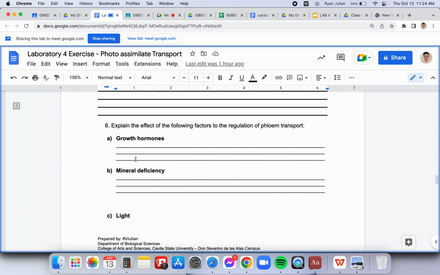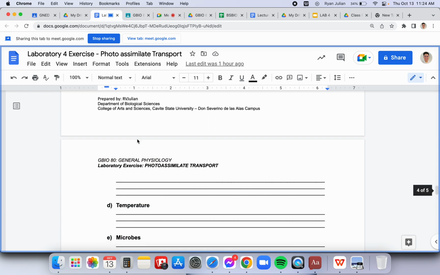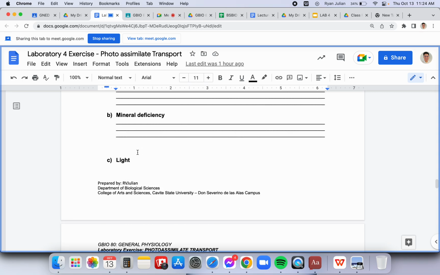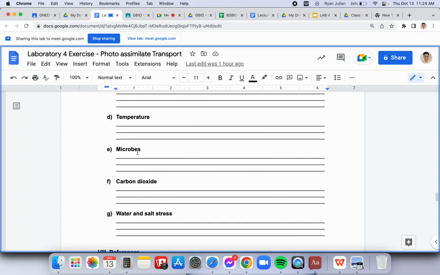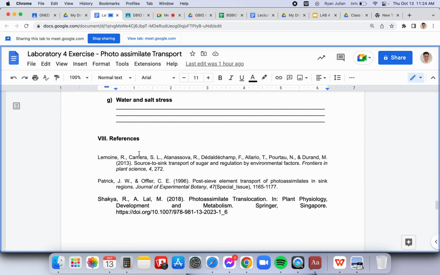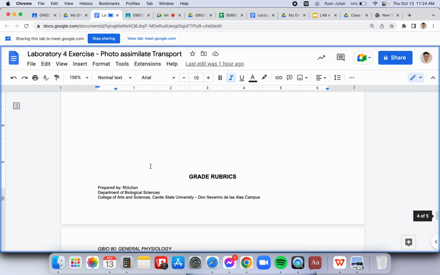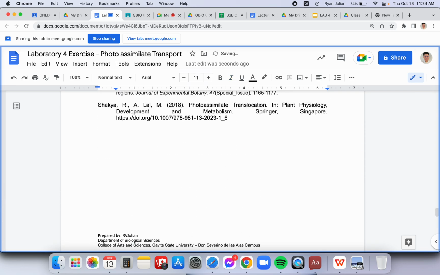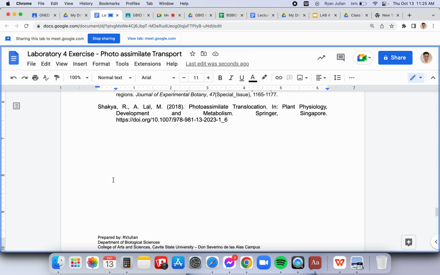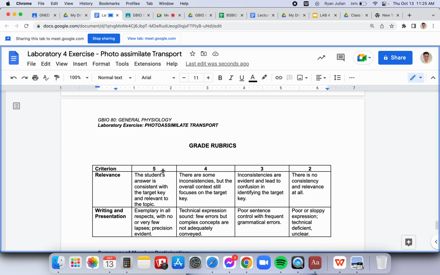And explain the effect of the following factors on the regulation of phloem transport. We have the growth hormones, mineral deficiency, light, temperature, microbes, carbon dioxide, water, and salt stresses. If you have references, do not forget to put them here on this portion in APA format, para ma-acknowledge naman sila. And here are the grade rubrics that you must be able to comply with.